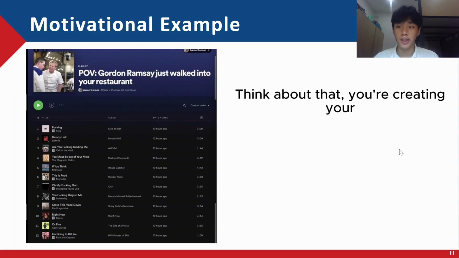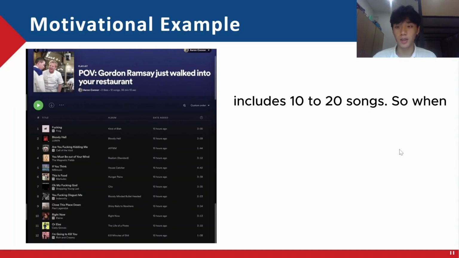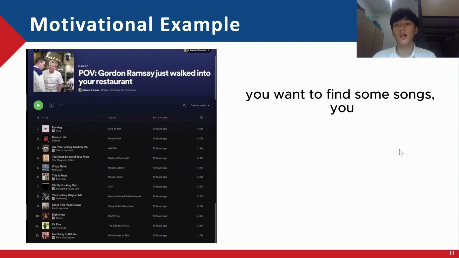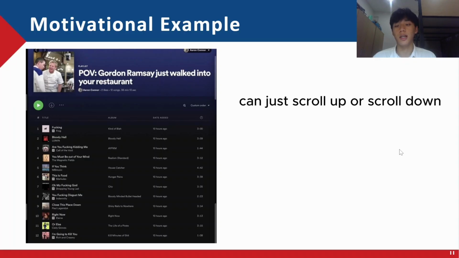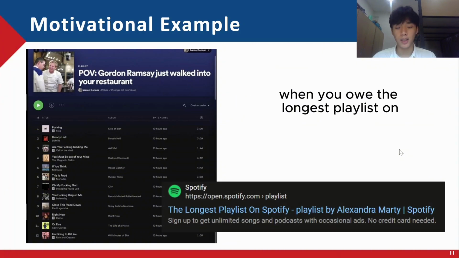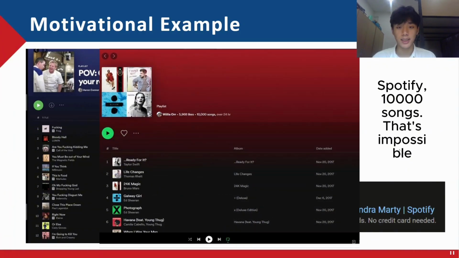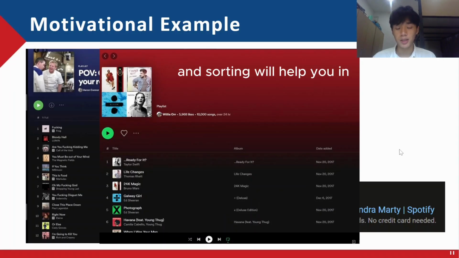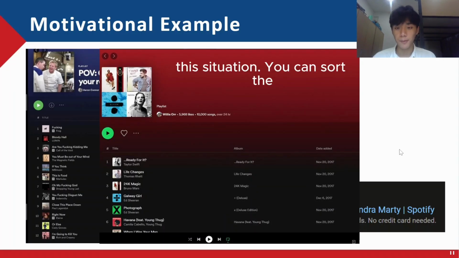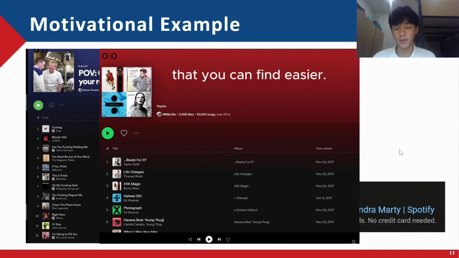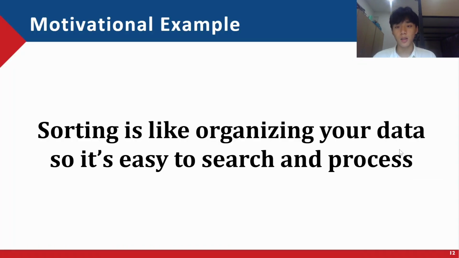Think about that you're creating your own Spotify playlist, and first it only includes 10 to 20 songs. So when you want to find a certain song, you can just scroll up or scroll down to find it in one or two tries. However, when you host the longest playlist on Spotify, 10,000 songs, that is impossible, and sorting will help you in this situation. You can sort the songs' names in alphabetical order so that you can find them more easily. So sorting is like organizing your data so it's easy to search and process.